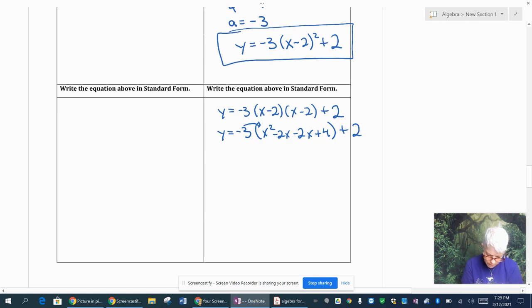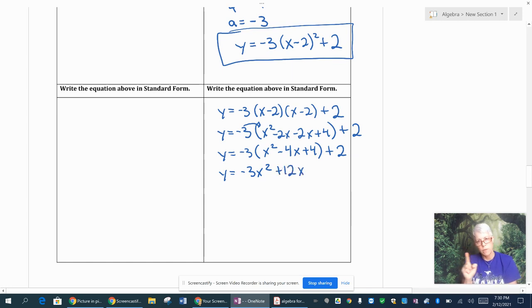Whoops, I need to combine that. y equals negative 3. I forgot. I almost forgot this step. Let me bring these together. And now I'm going to distribute that negative 3 all the way across. And this is something that is forgotten more than I'd like to say. Negative 3 times negative 4x is positive 12x. Negative 3 times positive 4 is negative 12.